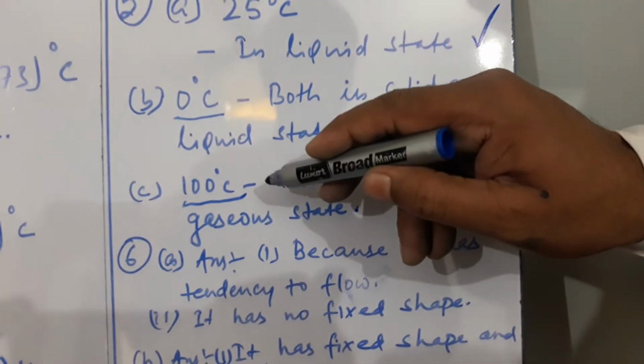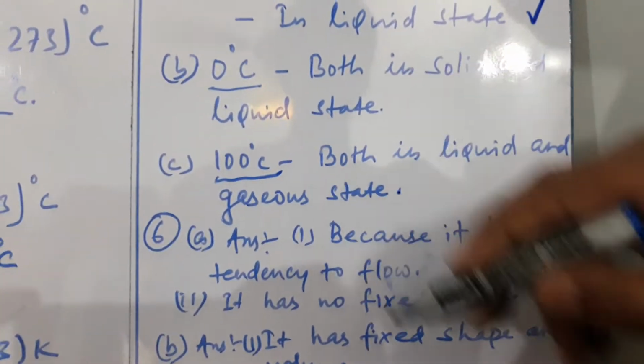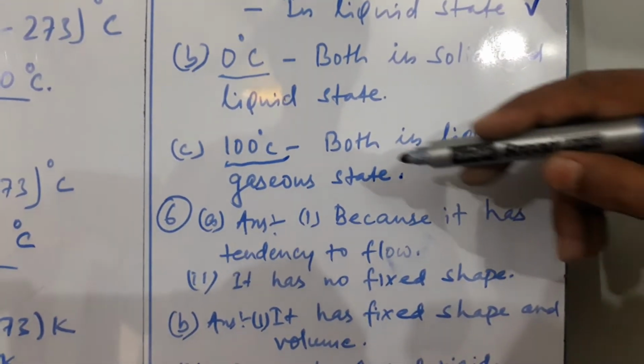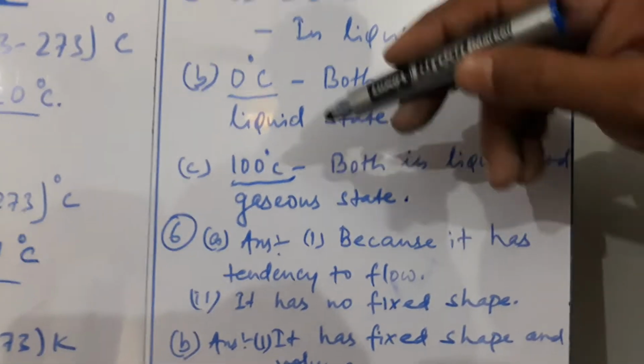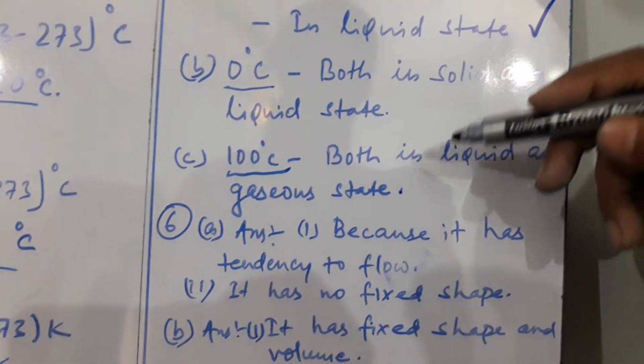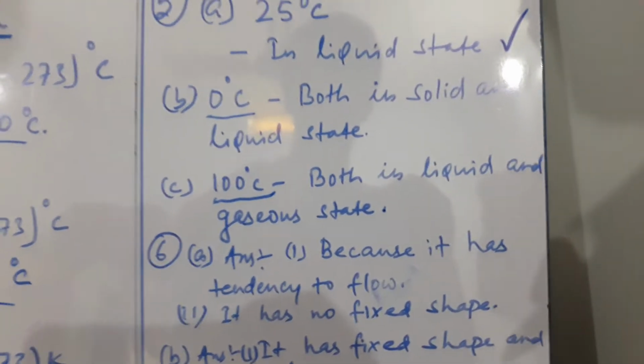It is also called the transition temperature for water, because at this temperature water is found in both states, liquid as well as gaseous.